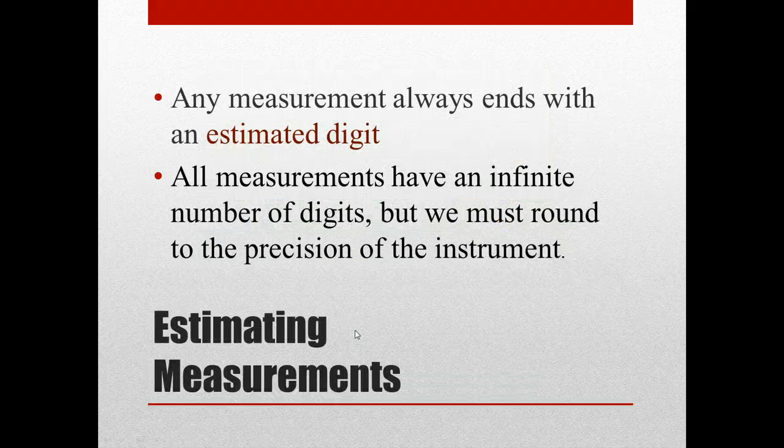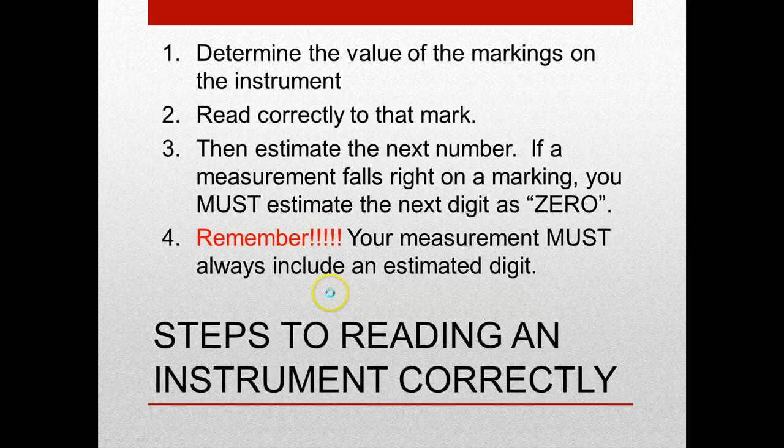One of the key points that we're going to be dealing with in measurement is estimating that last digit. No instrument is infinitely accurate or precise. You could always have a more accurate measurement. Generally, the more precise you get, the more expensive that instrument. And you don't always necessarily need a more precise instrument. So you always use what's necessary.